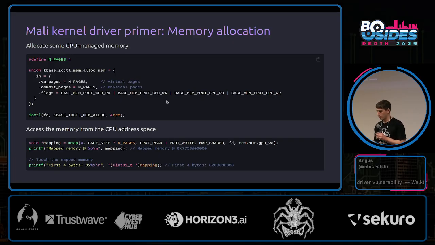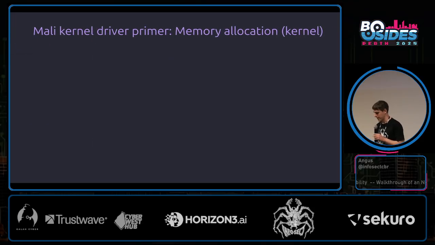And then once we've allocated this, what the kernel is going to do is set a GPU VA field in this struct. We can see it here, which is sort of like a handle to that memory that we've just allocated. And then the user can call the mmap syscall, which will map that GPU memory into the CPU address space. Now this is all a little bit complicated, so I'm going to bring up some diagrams.